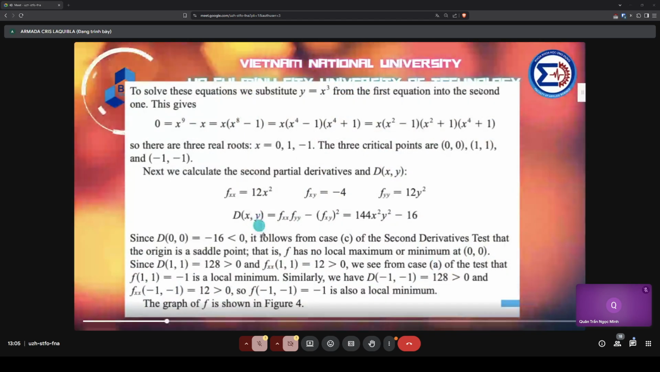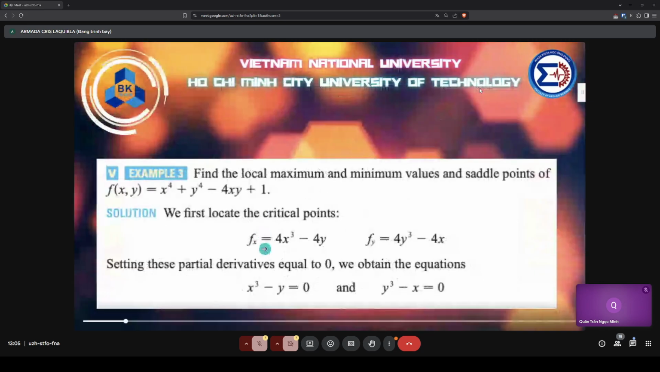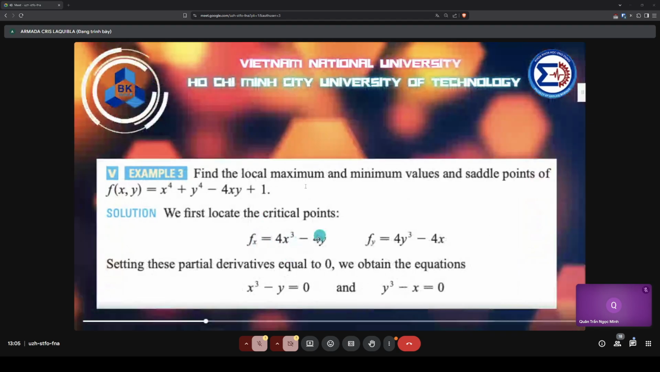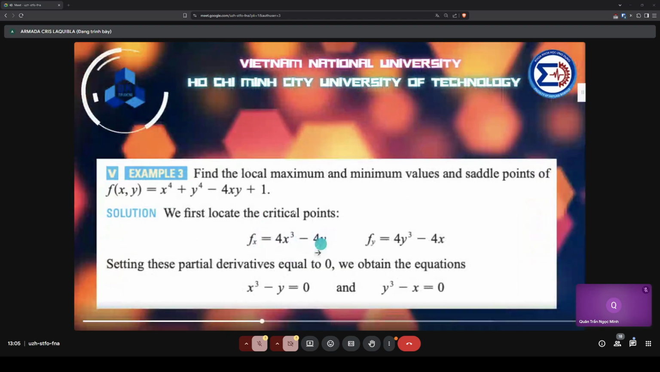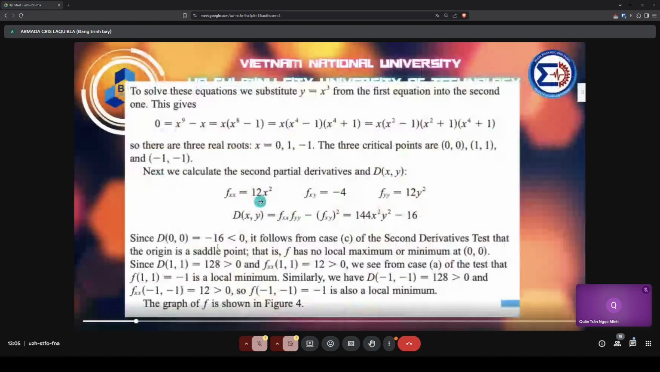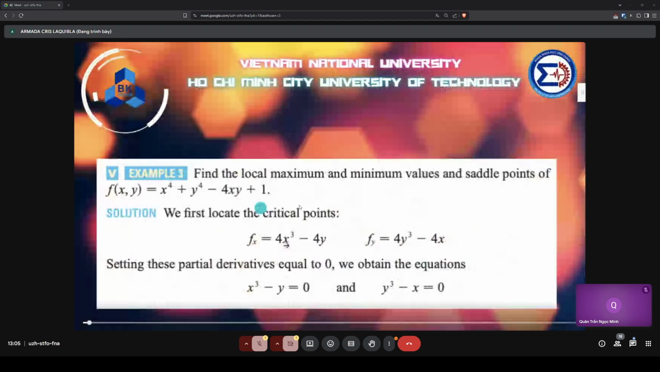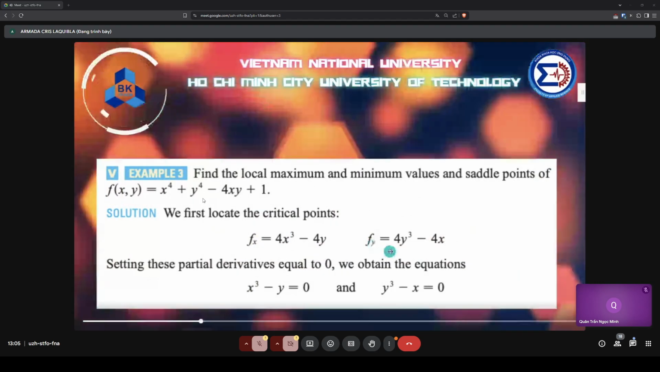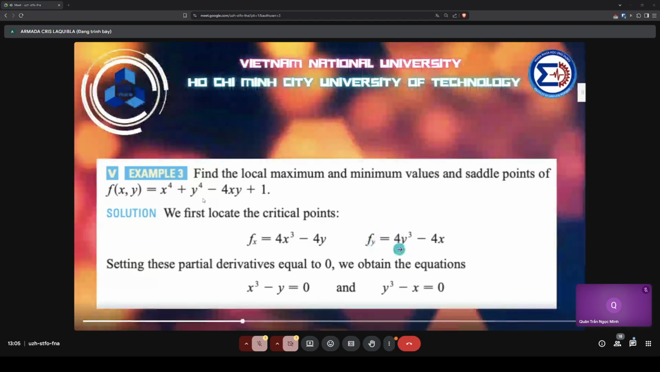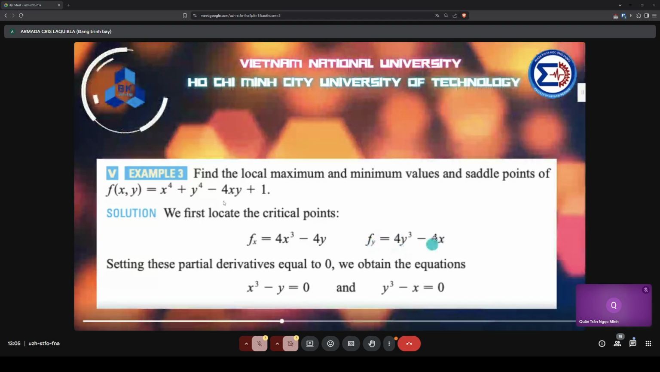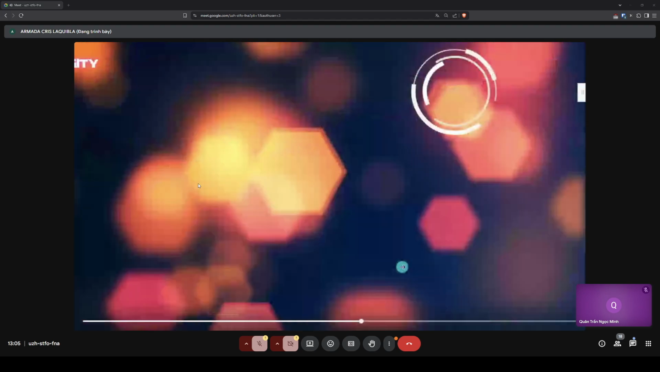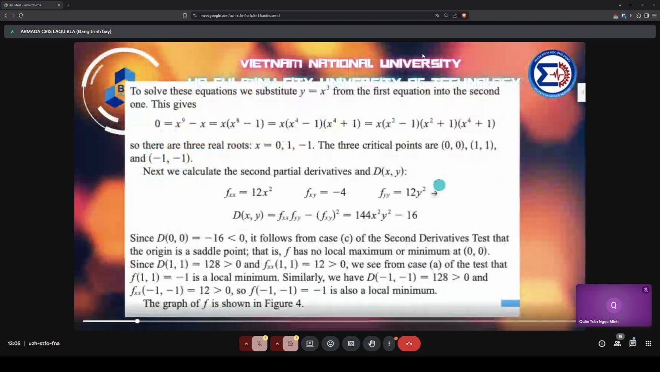fxx first. So where's your fx? Fx is here. So if we take the second derivative here, 3 times 4, we have 12x. And here there is no x, so the derivative of this is 0. So only 12x, which is correct. Yeah, 12x squared, sorry, because this is cube here. Next, we have here fyy. We solve the fyy. So 3 times 4 here, it's 12y squared. Since this is x here, there's no y, so the derivative of that is 0. So 12y squared for your fyy.